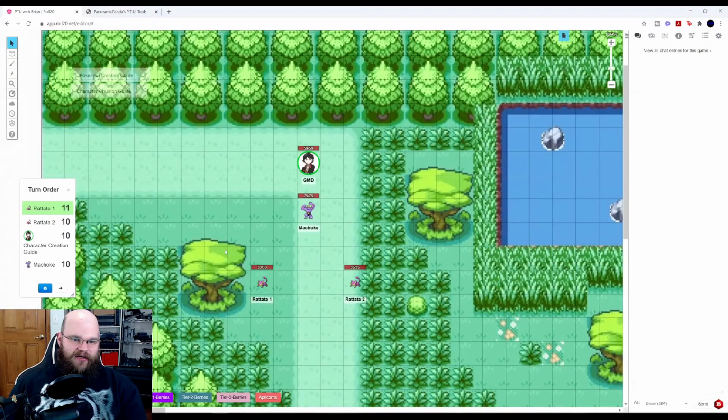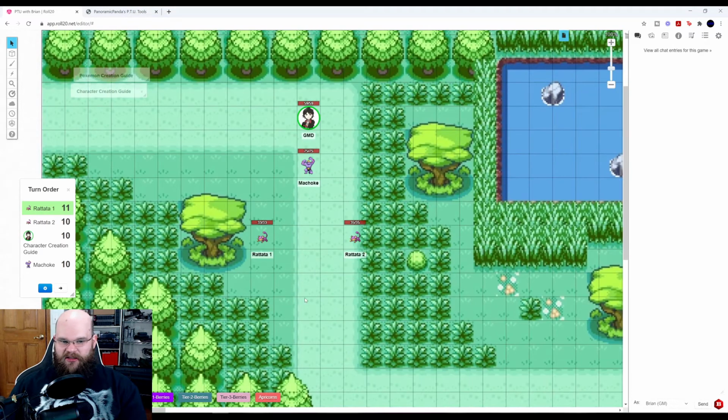So this type of encounter is designed to be just like a little cute encounter, right? You're going through there, maybe these two are arguing over a piece of food they found, and you come across them and they think that you're here to steal their food and they're not going to have it. So they're going to attack you. This isn't super dangerous for this Machoke because he can easily one-shot both of these Rattata.